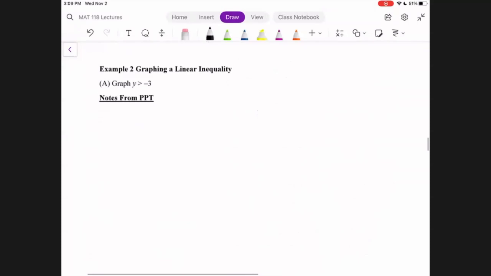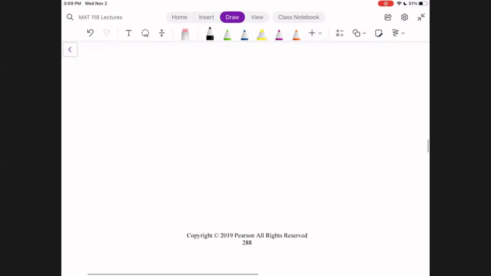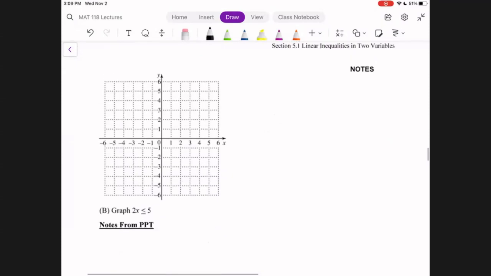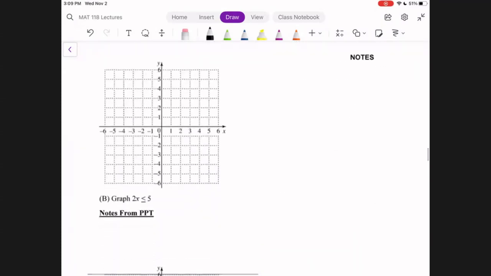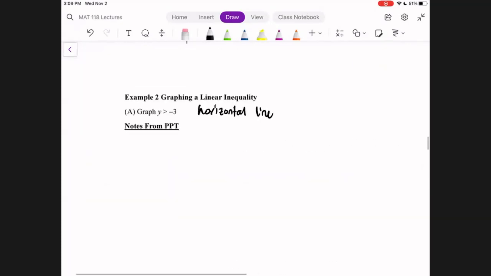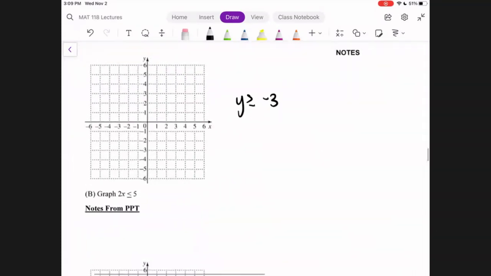So we have another one here, graphing this. This is a horizontal line, right? Okay. And do we have a graph here? Okay, so we have y is greater than negative 3, or equal to negative 3, right? Oh, not equal to, whoops. Okay, let's take out that equality.